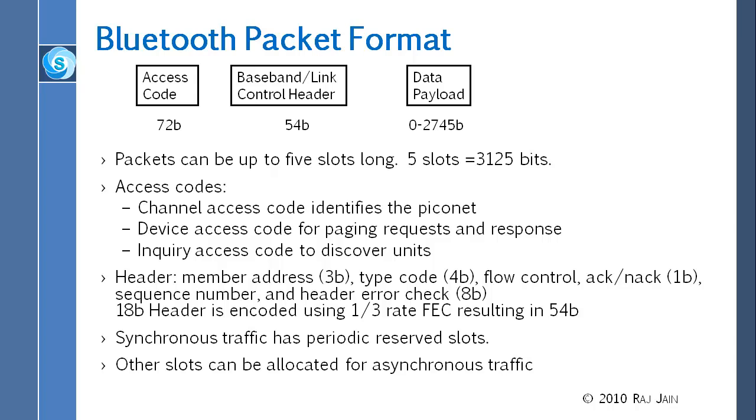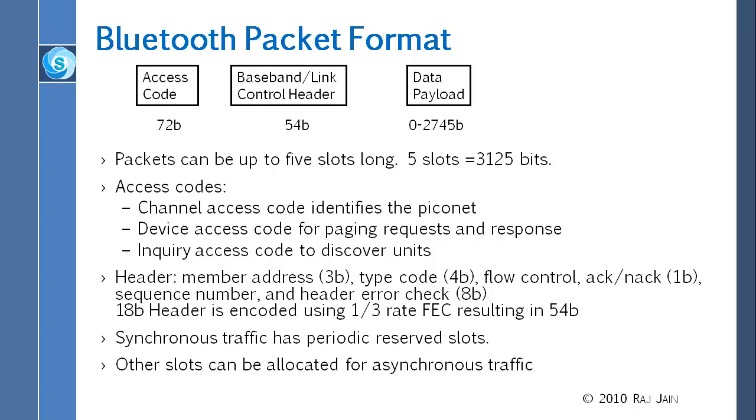So the access code has many parts. And then the inquiry access code to discover the units. So basically, in the access code, you have the identification for the channel, which is SSID kind of thing, and then you have identification for the device. Okay, so we will see its use when we see the paging and other things, and the inquiry mode. Inquiry mode is used to discover the units, to find out if there is somebody else speaking Bluetooth here.